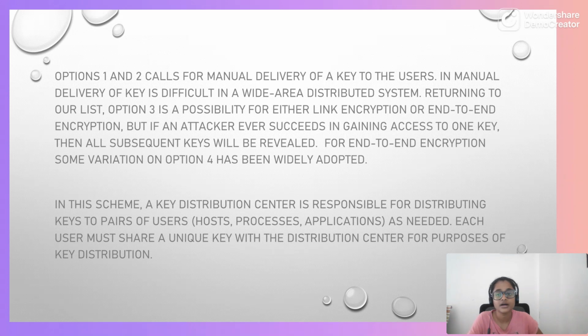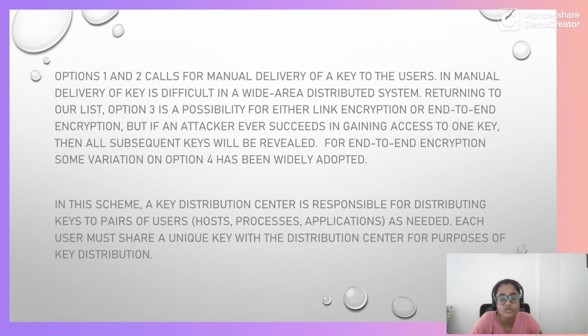Then we have option three, where there is a possibility for either link encryption or end to end encryption. But if an attacker ever succeeds in gaining access to one key, then all subsequent keys will be revealed. That is the con in the third case also: if an attacker can access one of the keys, then the subsequent keys and the information would be revealed. So I think option three can also be ruled out.